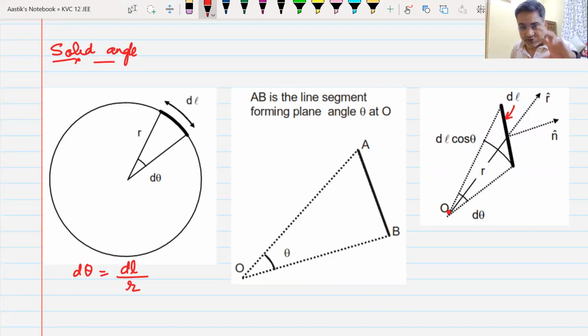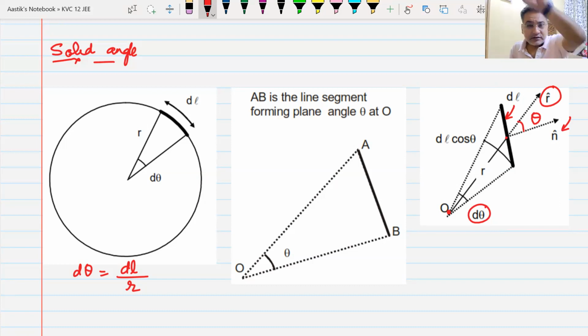Now you have to find the small angle d theta that this line segment subtends at the point O. How do I find this angle? I join a straight line from O to the center of this line, and we call this the r unit vector. This is the n unit vector, which is perpendicular to this line, and I call the angle between the two theta, because they may not be in the same direction.